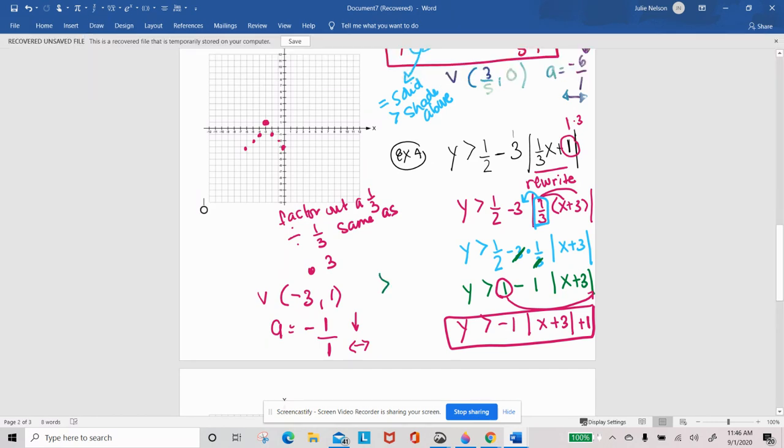Is it solid or is it dotted? Well, greater than. So again, there's no equal, so it's dotted. And greater. So if something's bigger, it means to shade above. So I'm going to make this dotted. And shade above means you start at the vertex and you give it some spiky hair.